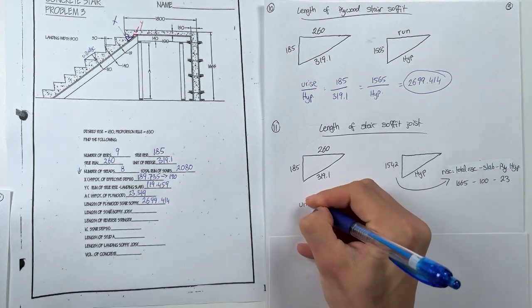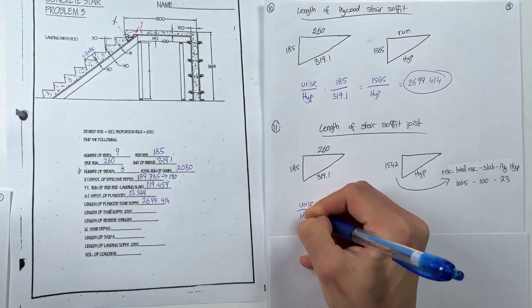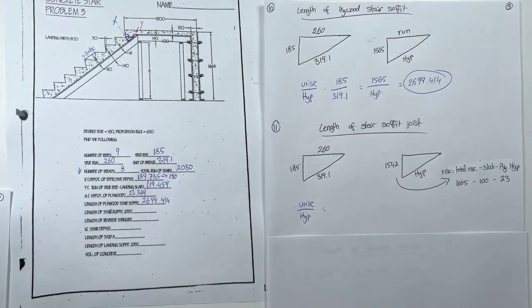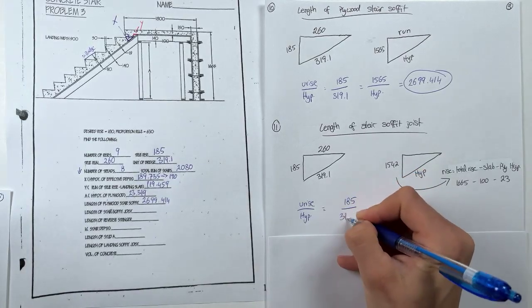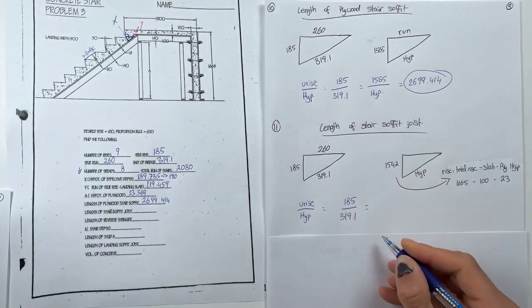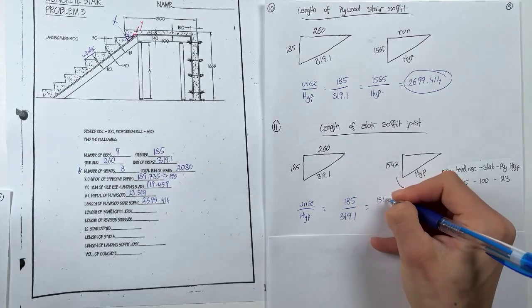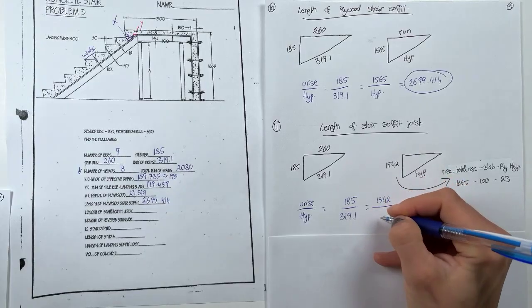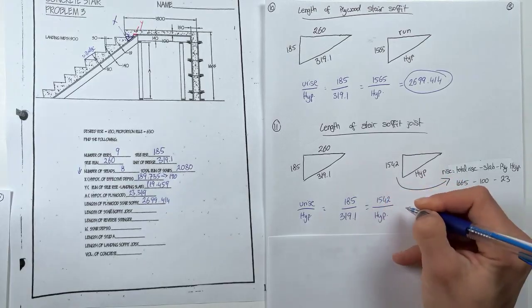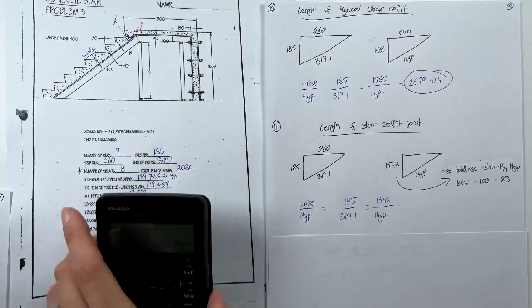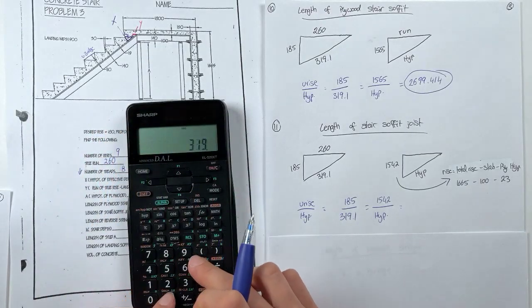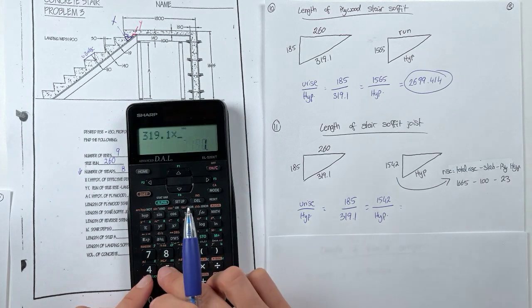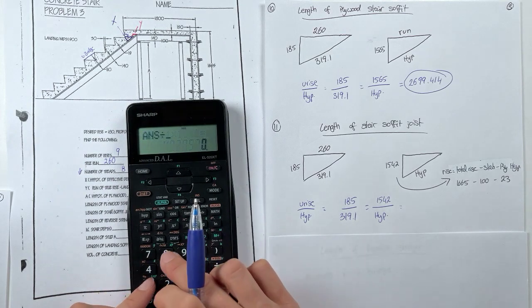We have a rise, and we're trying to find the hypotenuse. So unit rise, hypotenuse. Great. So 185 divided by 319.1 equals 1542 divided by hypotenuse. That's what we're trying to find out. Again, cross multiply and divide: 319.1 times 1542 divided by 185.